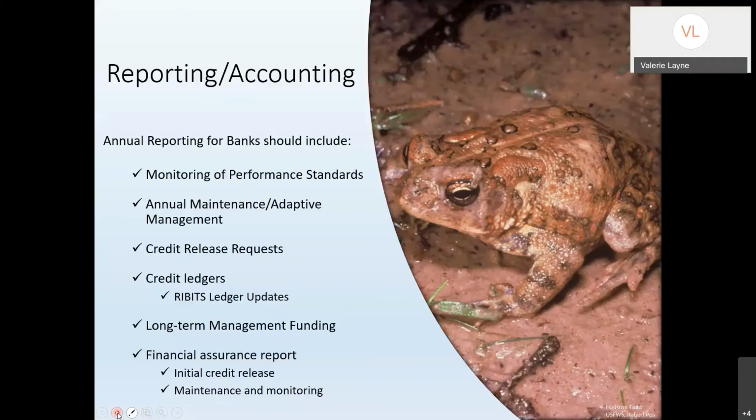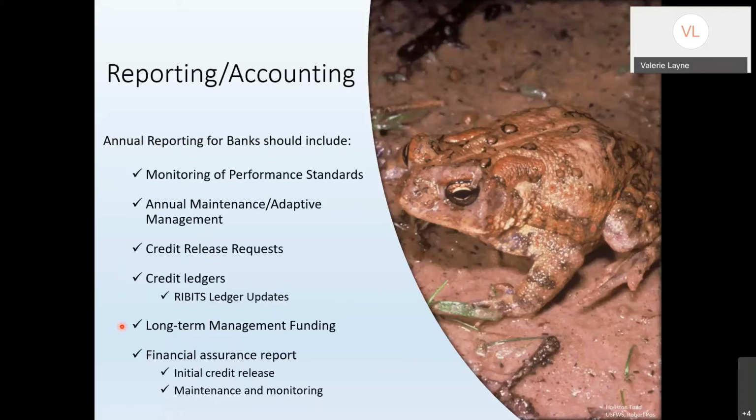This is a recommended list of reporting requirements that should be included in instruments, and there may be others depending on the situation. Basically, anything needed to demonstrate compliance with instrument terms or performance standards should be included. Also, annual maintenance and adaptive management, anything that was done over a period of time, if it's an annual report, annual maintenance and adaptive management, things that arise. Credit release requests can be made through annual reports. They can also be separate. Credit ledgers should always be included.